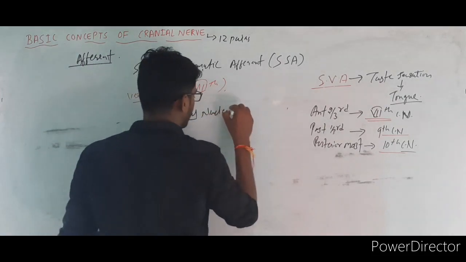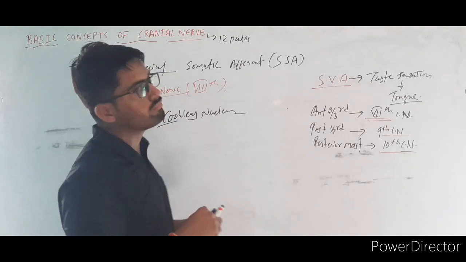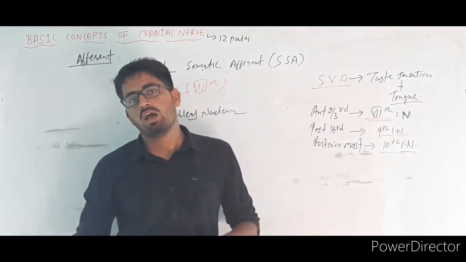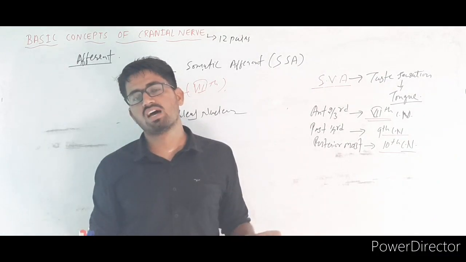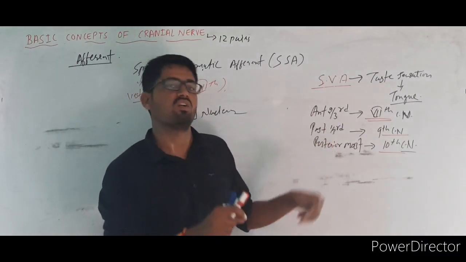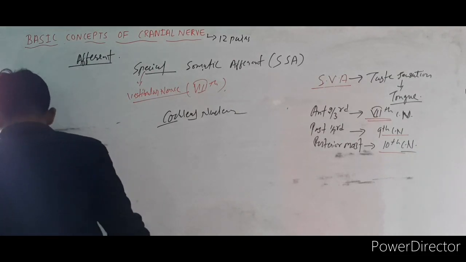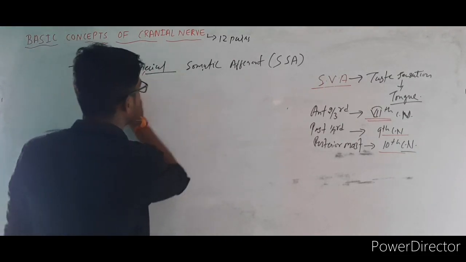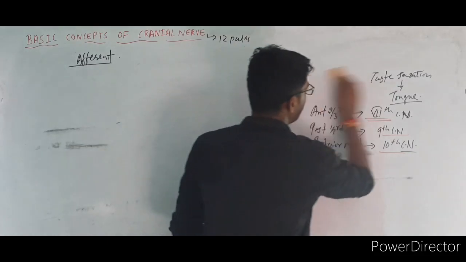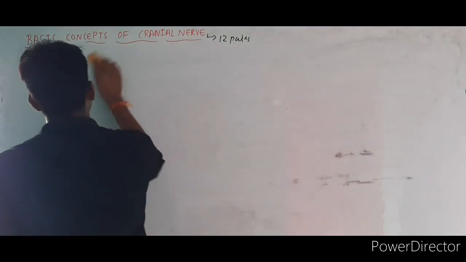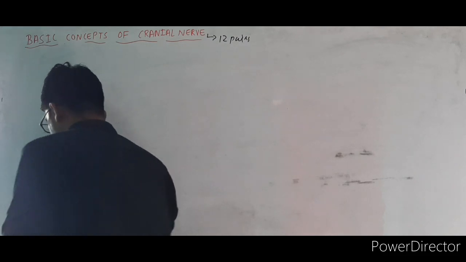Cochlear nucleus and everything. Okay, so what we learned in this lecture is which fibers are coming in which particular nerve. Okay, so can you tell me here? Now you tell me. If you are not able to tell everything, that's okay. That's not a problem. But you tell something about any nerve.